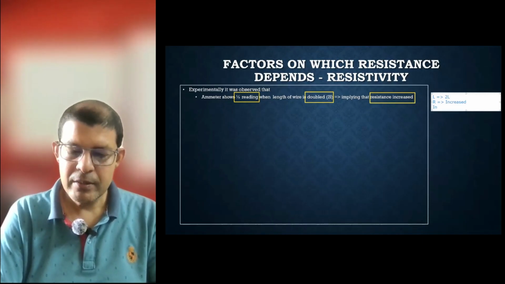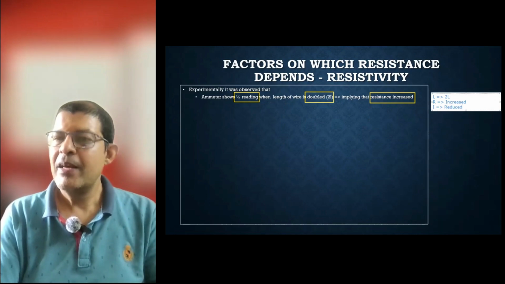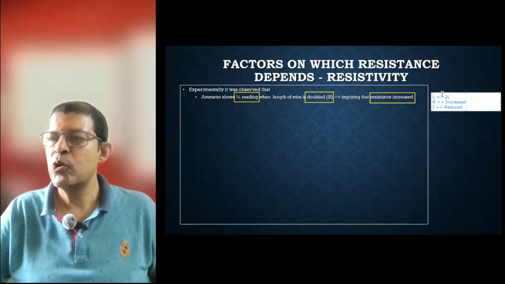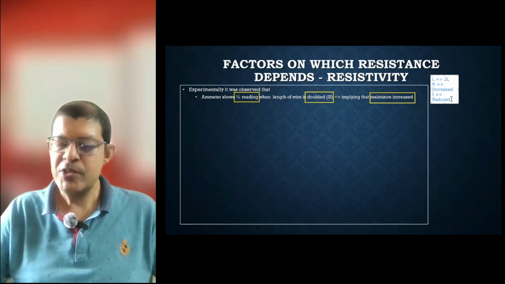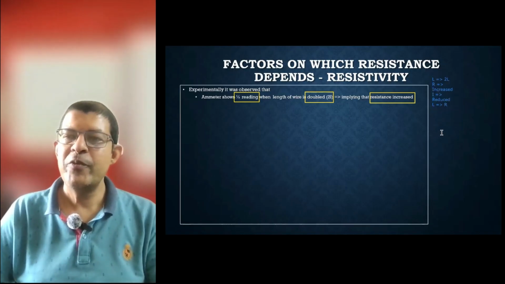That is why current reduced. Resistance increase means current has to reduce. That's why the ammeter showed a lesser reading. Ammeter showed a lesser reading. That means here we can deduce that length is proportional to resistance. Right? We can deduce this.